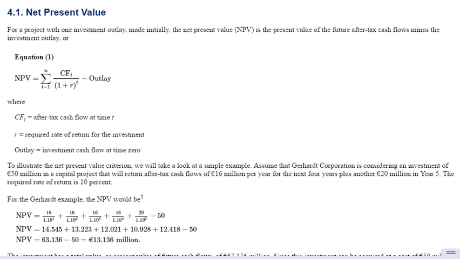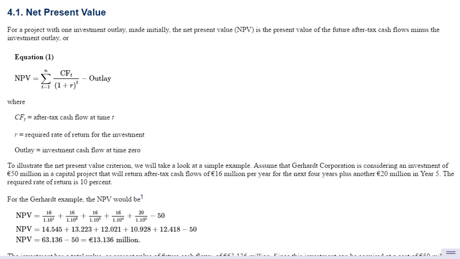It's the sum of the cash flows that are discounted minus the outlay. So CFt equals the after-tax cash flow at time t. R is the required rate of return for the investment, and the outlay is the investment cash flow at time zero. So the example that they have in the text is to illustrate the net present value criterion. They'll take a look at a simple example.